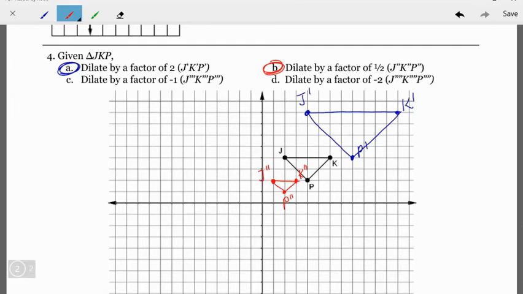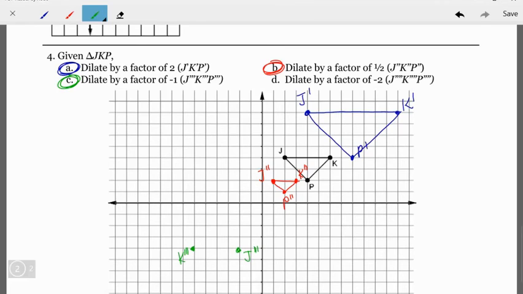Okay, next one, let's look at C. Dilate by a factor of -1. So if I'm just multiplying by -1 on everything, I'm just changing the signs on every single coordinate that we have from our original triangle JKP. So that means if I went over 2 and up 4 for J, I need to go left 2 and down 4 for J prime. Okay. K was 6, 4. So -6, -4. Okay. This is actually triple prime because it's the third one we're doing.